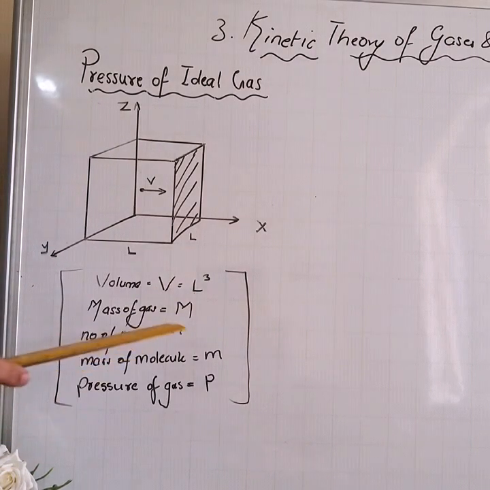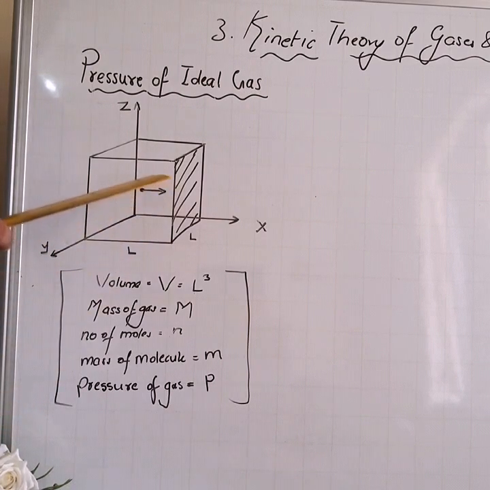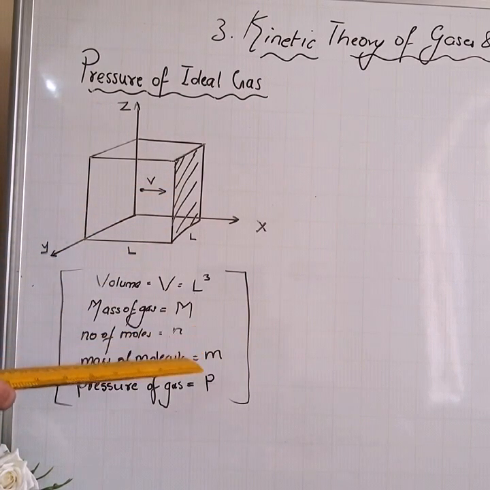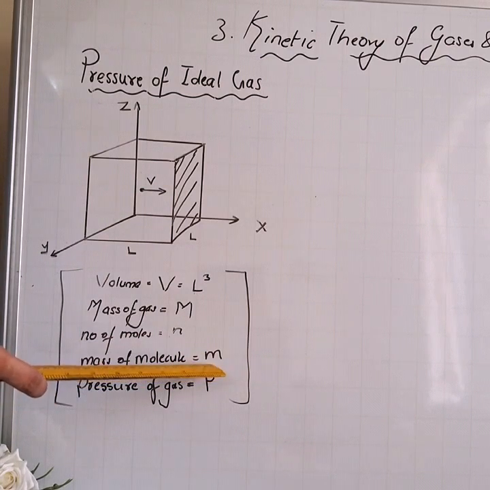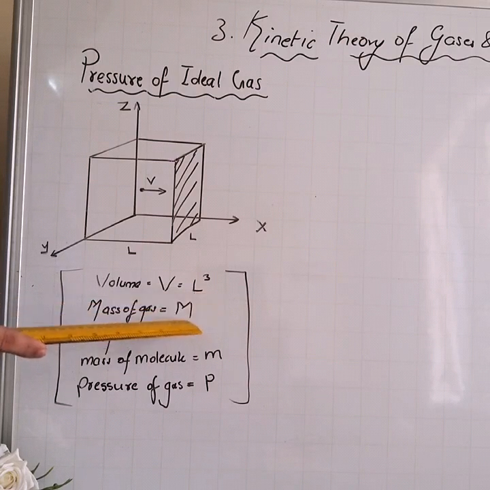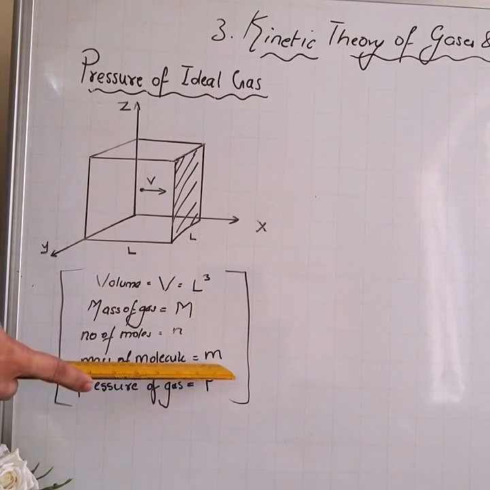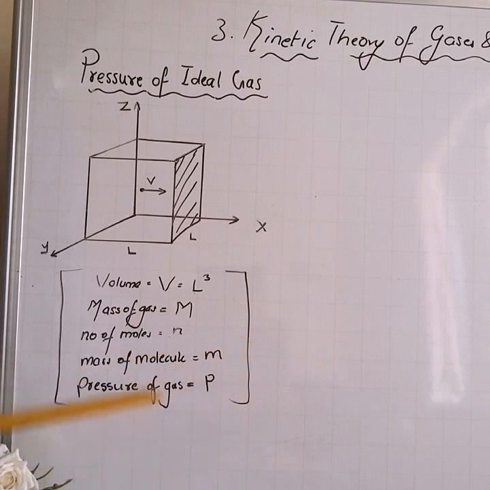Let capital M stand for the mass of the gas and small n denote the number of moles of gas. Now the gas will have all the molecules having the same mass, small m, and the pressure exerted by the gas inside the container is capital P. So once again, L cube is the volume, capital M is the mass of the gas, small n is the number of moles, small m is the mass of each molecule which is the same, and P stands for the pressure exerted by the gas.